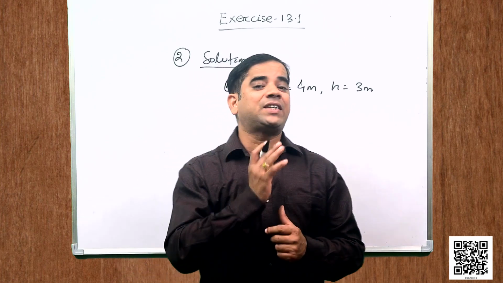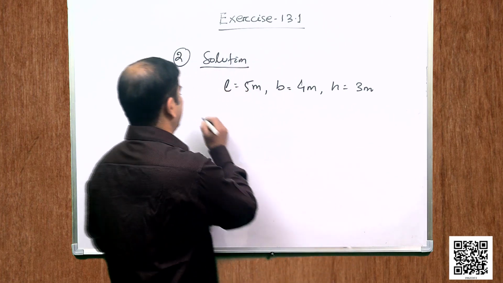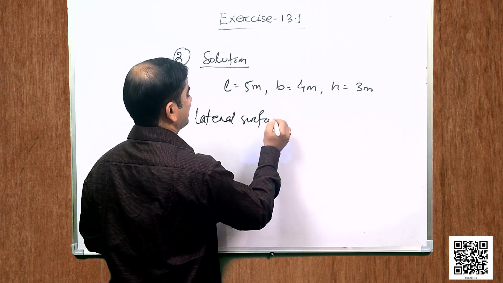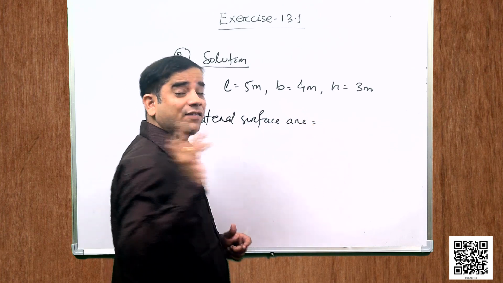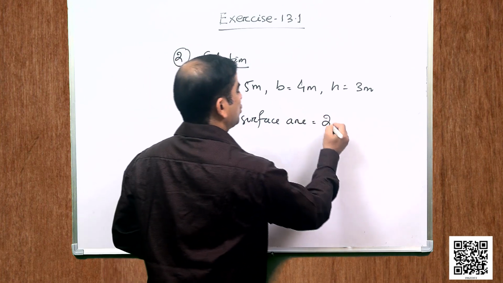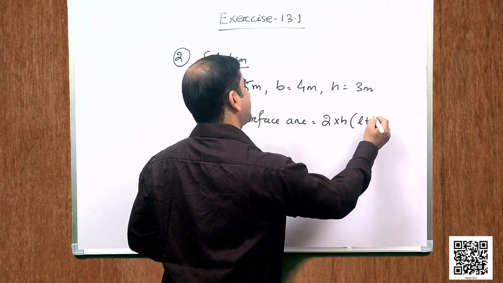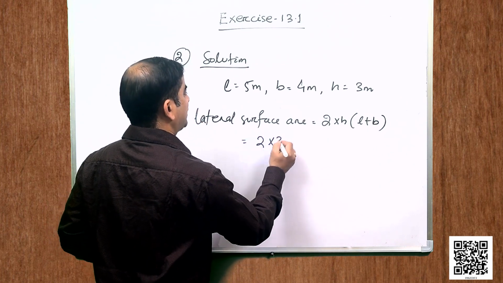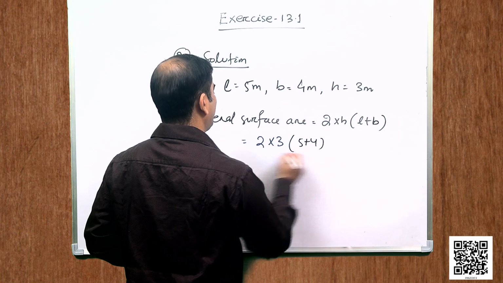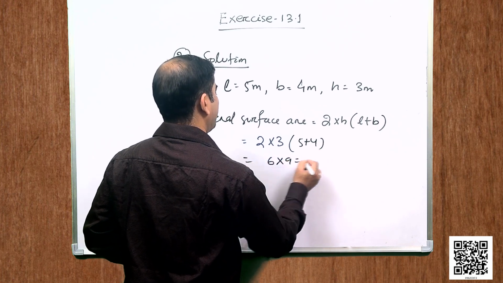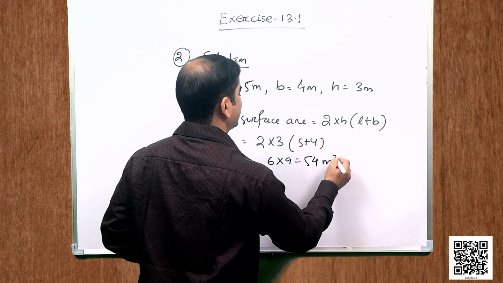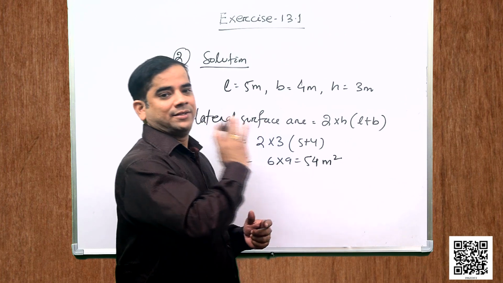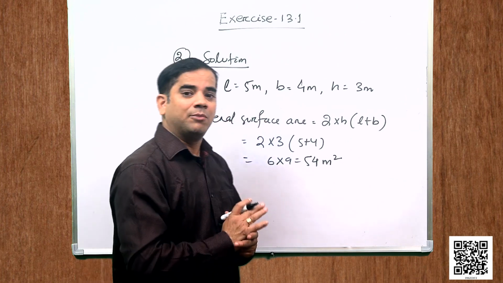What should be the lateral surface area? The lateral surface area, which is in this case the surface area of the walls, is 2 into L plus B. So that is equal to 2 into 5 plus 4, that is 2 into 9, 18 into 3, which is 54 meter square. So this is the area of the walls.